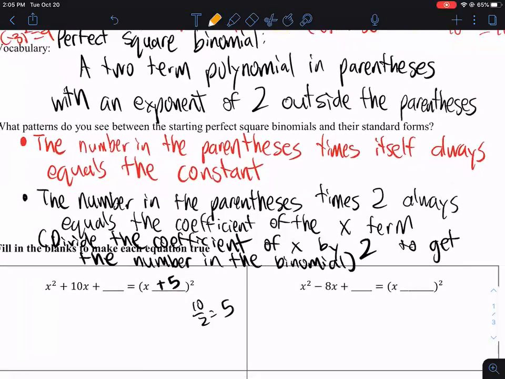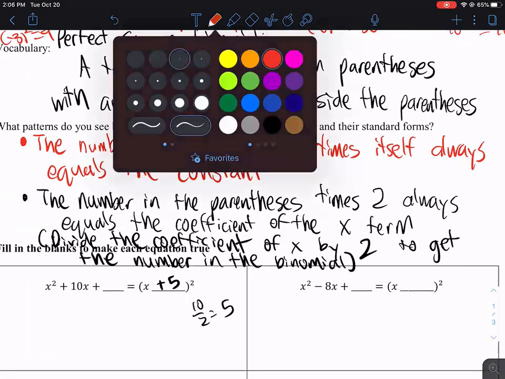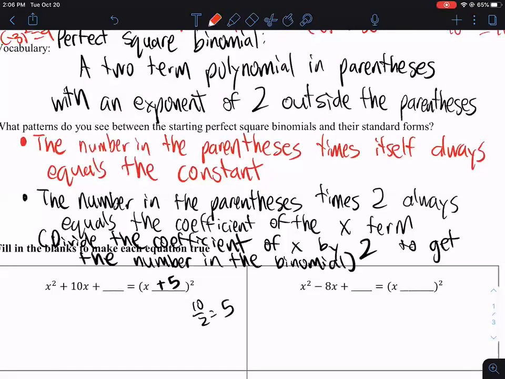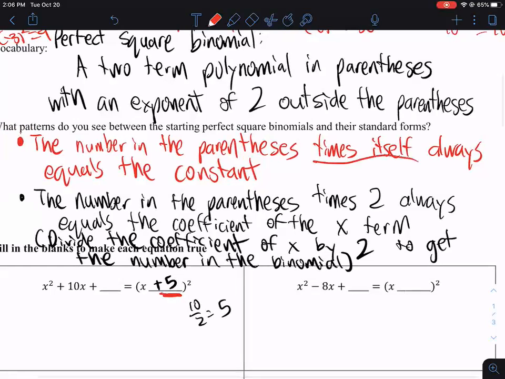Okay, so now maybe for this one, I'll see if anyone who hasn't shared yet thinks they know. Can we figure out the other blank then, now that we know that the number in the binomial is a +5, Daphne? Good, and how did you figure that out? Okay, good, so this time she used the first rule. Now that we know the number in parentheses, you times it by itself to get the constant.